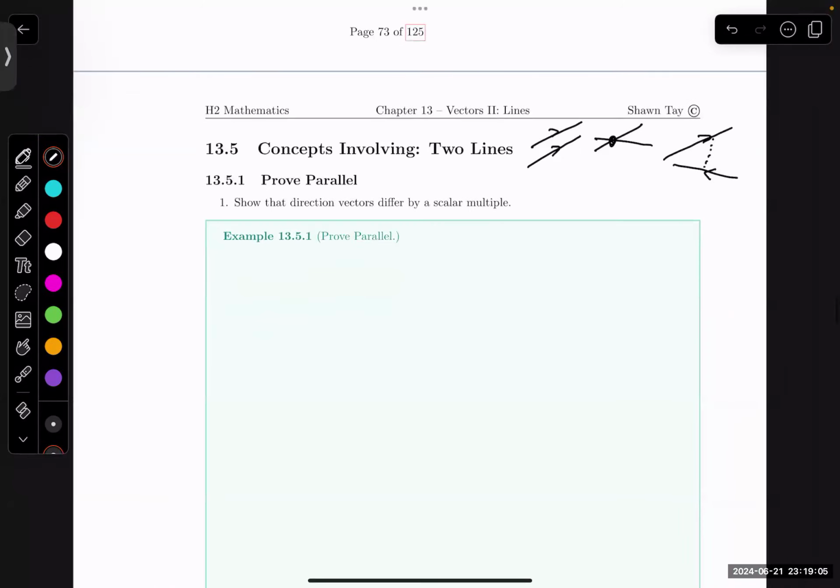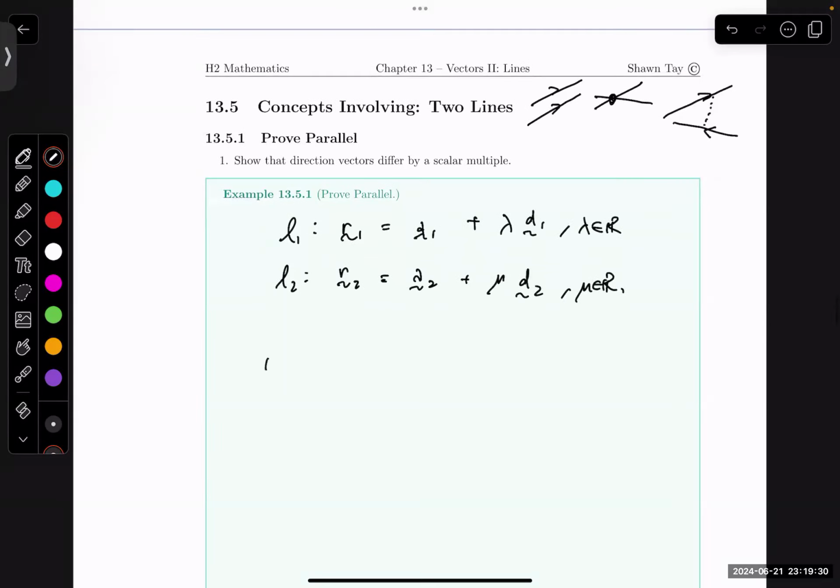For parallel, let's say I have L1, L2: r1, r2 equals a plus lambda, mu times d1, d2, where lambda is in R and mu is in R. Now what I need to do is to show that d1 is equal to some scalar constant k times vector d2. So there are two outcomes.